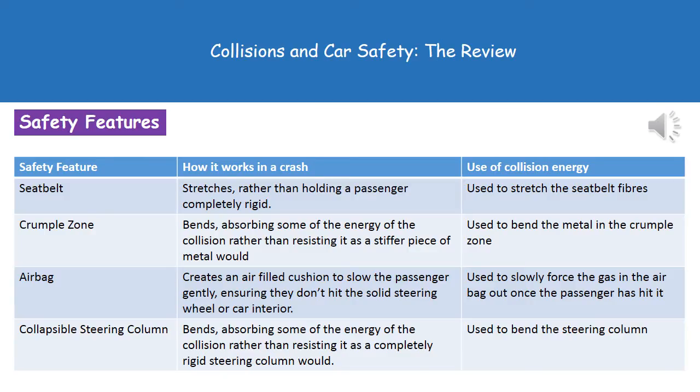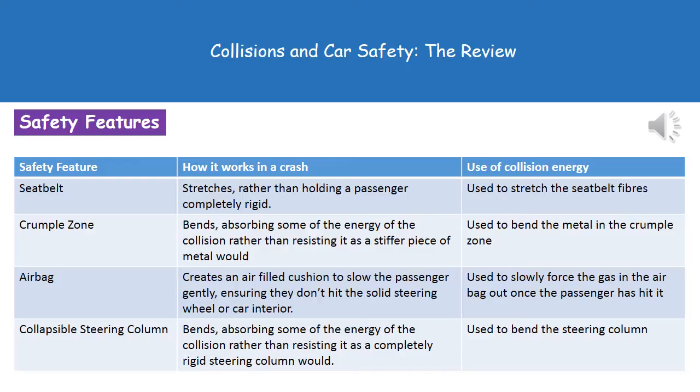To try to minimise the injuries, car manufacturers have come up with a range of different techniques and items that are designed to make it safer for the people in the car. So what we've got on the table in front of us are 4 of these safety features, how they work and what happens to the energy from the collision.